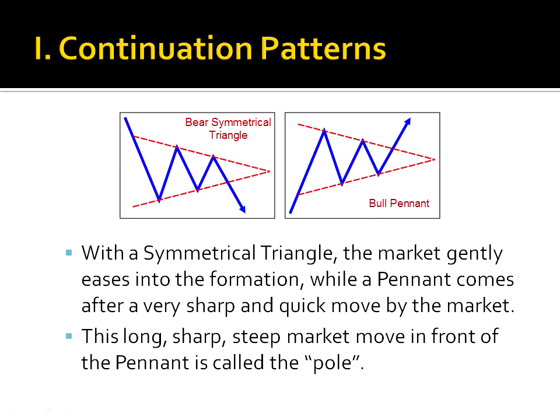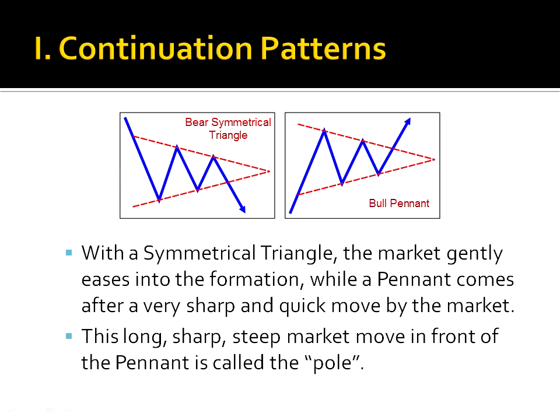Here are a couple of graphical examples of a symmetrical triangle and a pennant formation. With the symmetrical triangle, the market gently eases into the formation. It doesn't come from a steep up or down. It gently eases into the formation, while the pennant comes from a very sharp, quick move by the market. This long, sharp, steep market move in front of the pennant formation is called the pole.